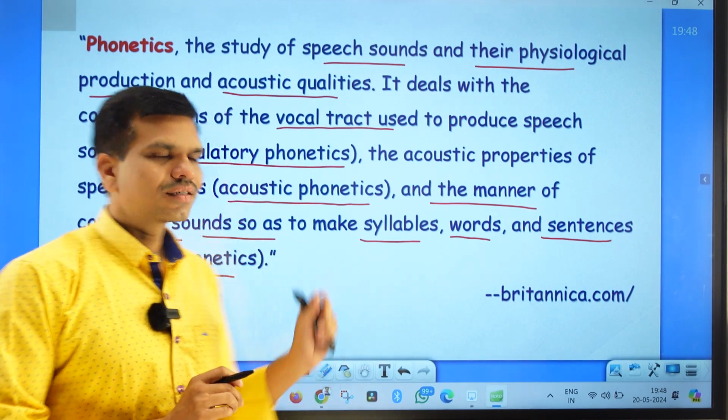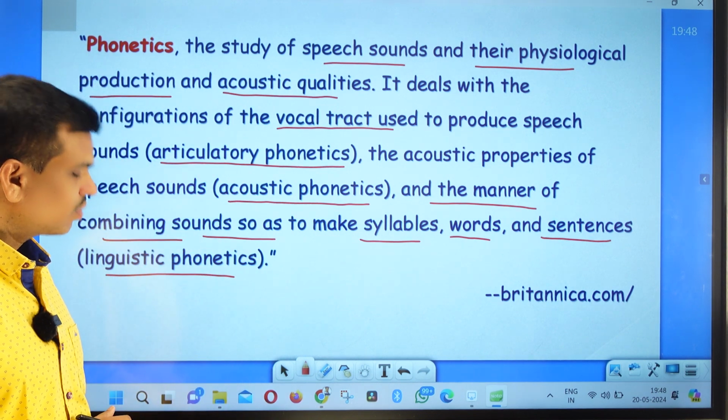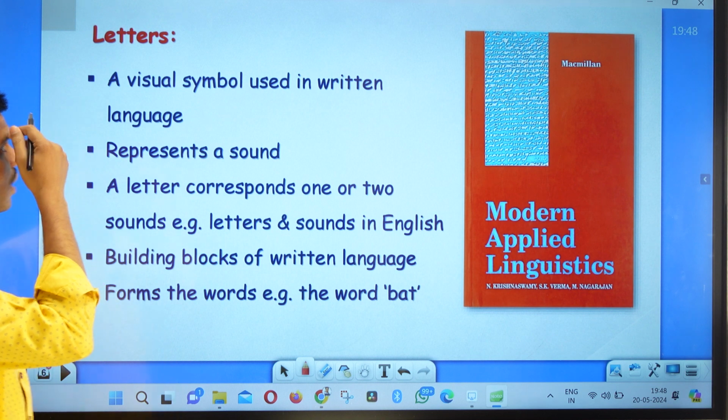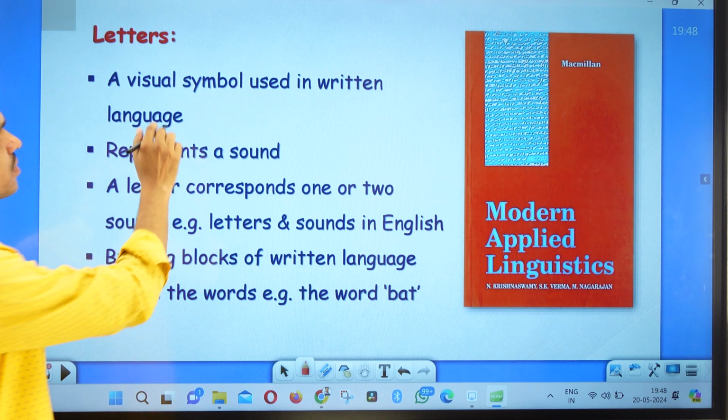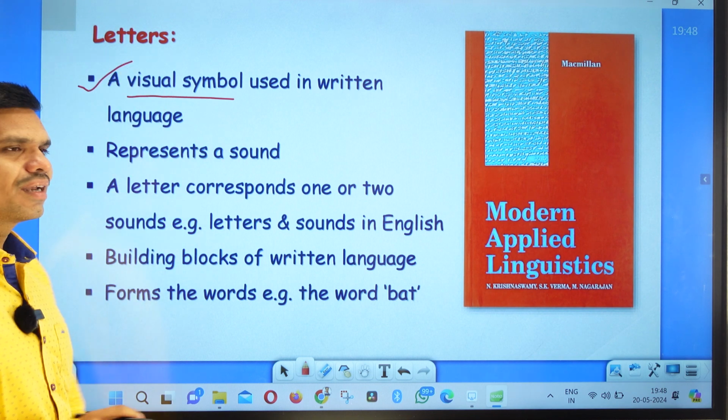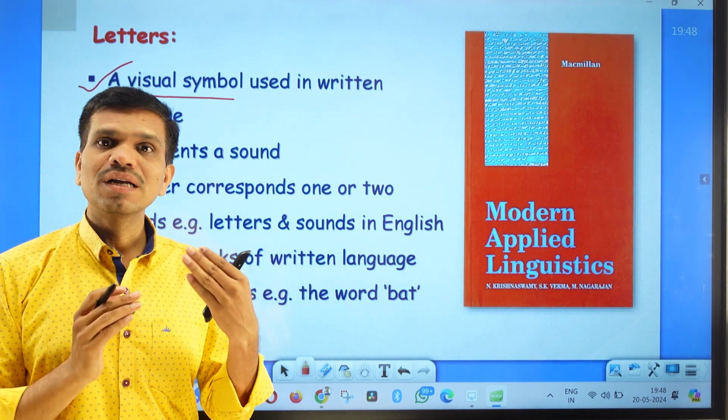Now let's understand the main core of this video, and it is letters and sounds. First, let's think about letters. Letters are visual symbols used in written language. It is very basic. What are letters? Letters are nothing but visual symbols.